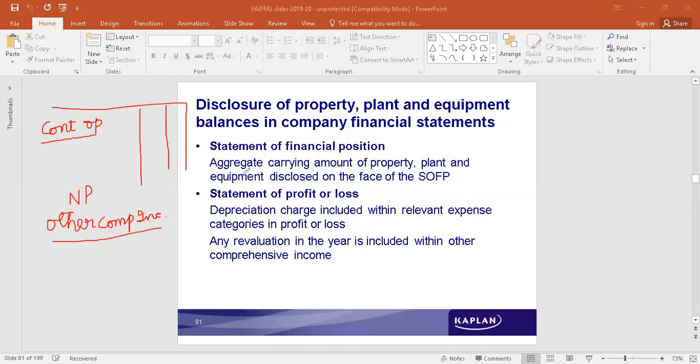The revaluation is not part of the trading activity. The main activity, the main operation of the business is buying and selling. Revaluation doesn't fit into the buying and selling part of it. It is irregular in nature. It is not part of the operating activities. Therefore, this transaction, the gain that is realized, forms part of other comprehensive income.